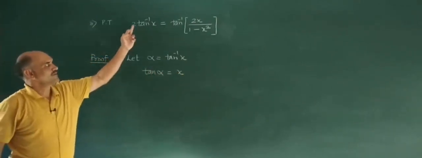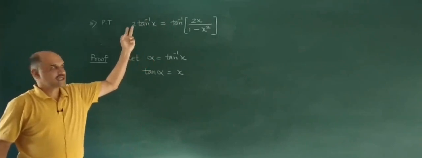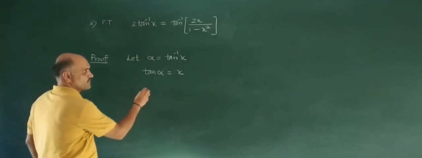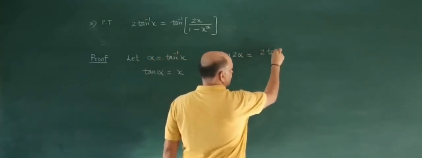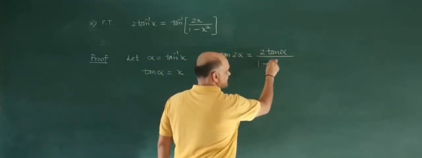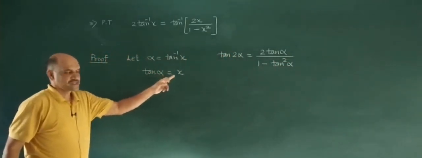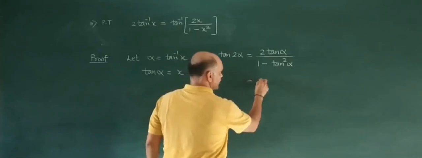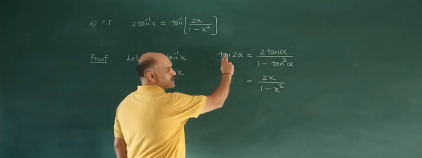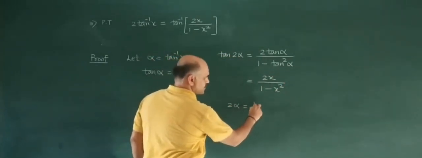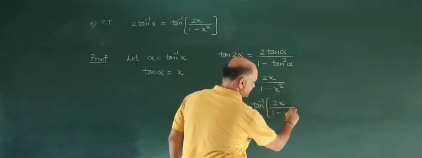So now this will be 2 alpha. Which formula are we required to use? It depends on this. So if you take it to the LHS, it will be tan 2 alpha. So from the formula, tan 2 alpha is equal to 2 tan alpha divided by 1 minus tan square alpha. Now again substitute tan alpha as x. So this is 2x divided by 1 minus x square. Then finally take tan to the RHS. 2 alpha is equal to tan inverse of 2x by 1 minus x square.